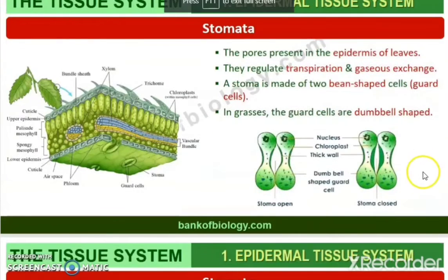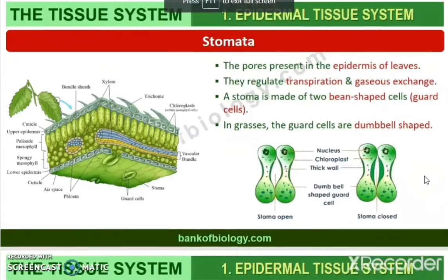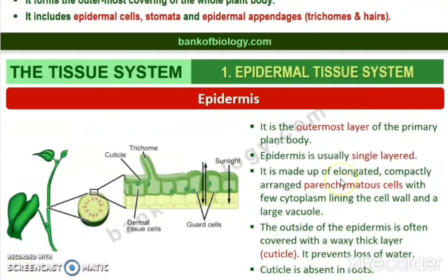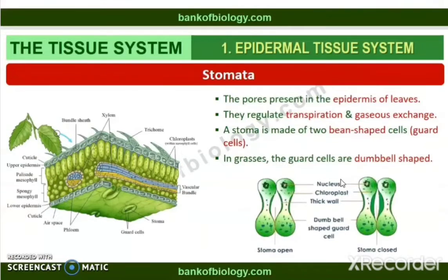So children, we saw that the epidermal tissue system has the epidermis. We saw about the epidermis. I hope you are clear with it. And the second one is the stomata. So what are these stomata? Stomata are structures which are present in the epidermis of the leaves. So in the epidermis of the leaves, we are able to find stomata, right? So you can see the structure of stomata in the leaf here.